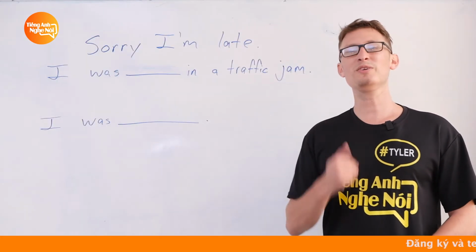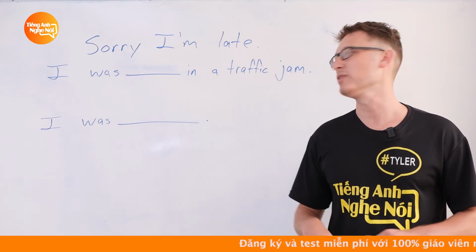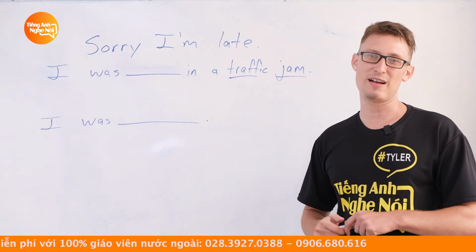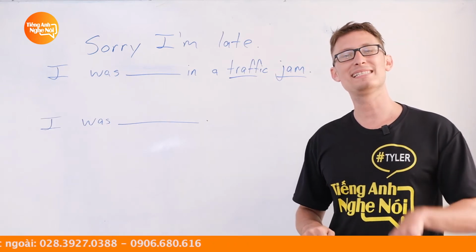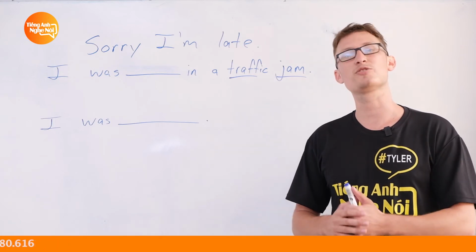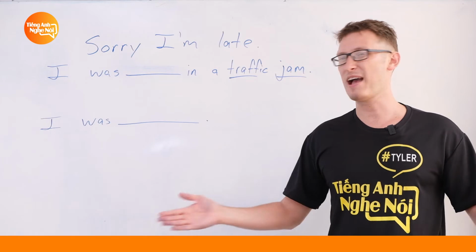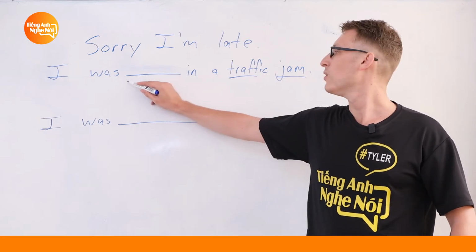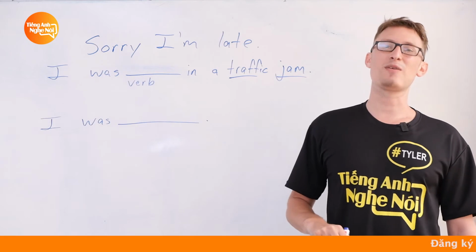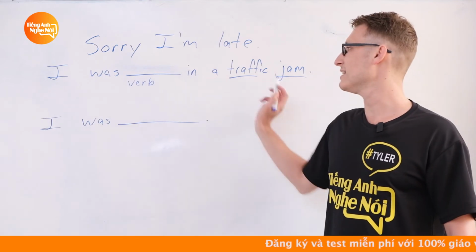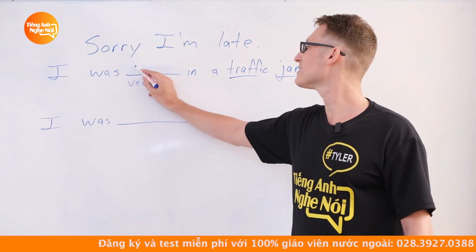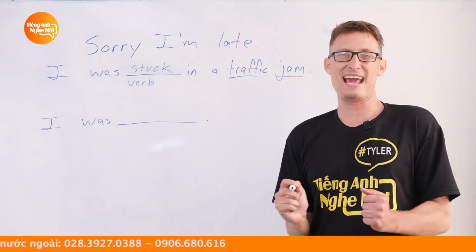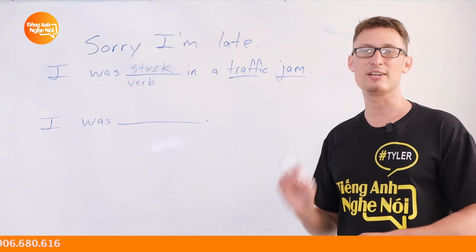Sorry I'm late. What are some reasons you might be late for work or school? I was in a traffic jam. Do you know what a traffic jam is? If you live in Ho Chi Minh City or Hanoi, I think you should know what a traffic jam is very well. It is when you have many, many motorbikes and cars on the street. So, what verb do you say with a traffic jam? I was what in a traffic jam? I was stuck in a traffic jam. Stuck means you cannot move. I was stuck in a traffic jam.